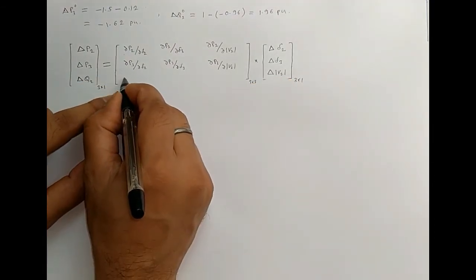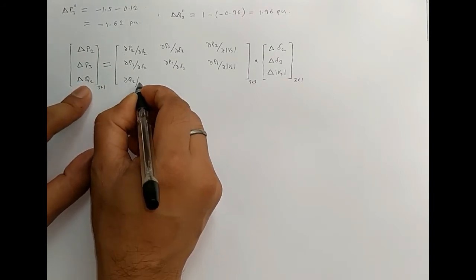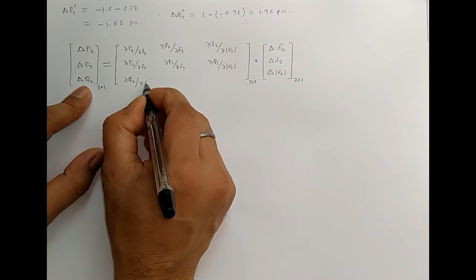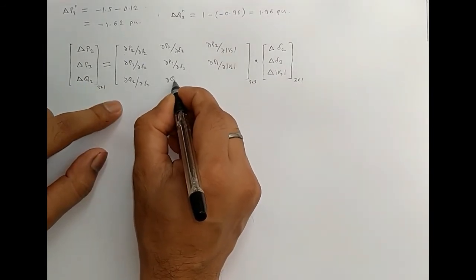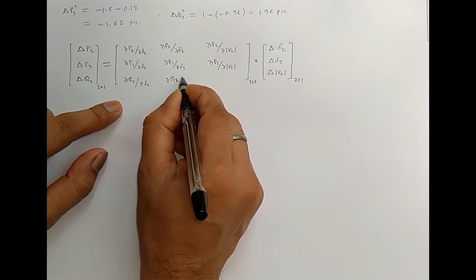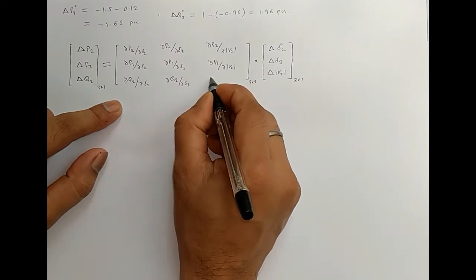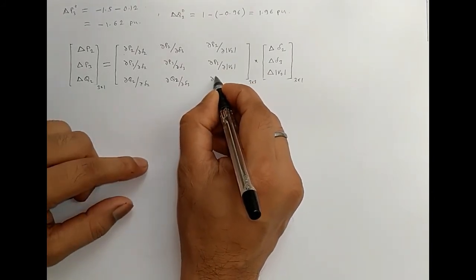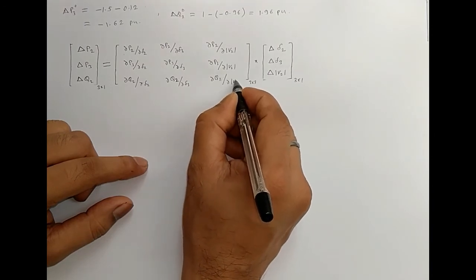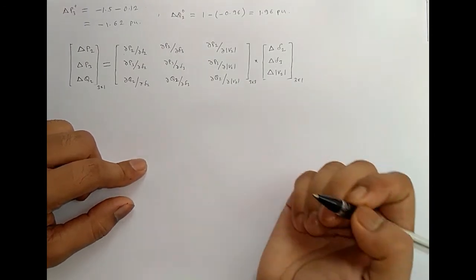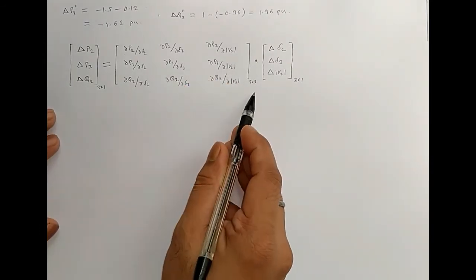And the third row will be del Q2 with respect to del delta 2, del Q2 with respect to del delta 3, and this will be del Q2 with respect to del mod V2. In this way, this is the Jacobian matrix for the equation.